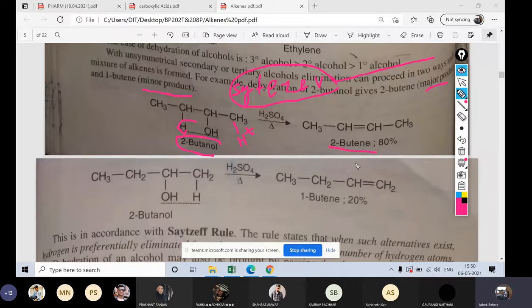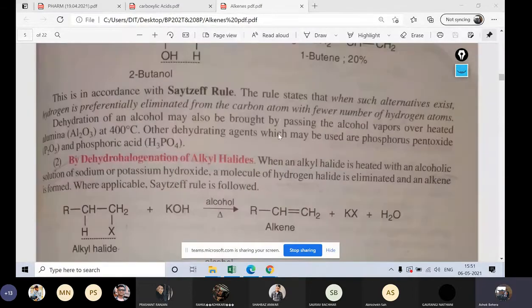So why did it say like this? If the hydrogen goes from here, there would be a positive charge here, which is secondary, where two friends are there. But if the positive charge were here, only one friend is there, right? So it's not stable, but here the stability is much more. Two friends are supporting, fine. So that's why it is 2-butene. But what is happening with 1-butene? If 1-butene is formed, the hydrogen is going from here, so stability is less, so yield is less. Okay, so this is important, please remember.